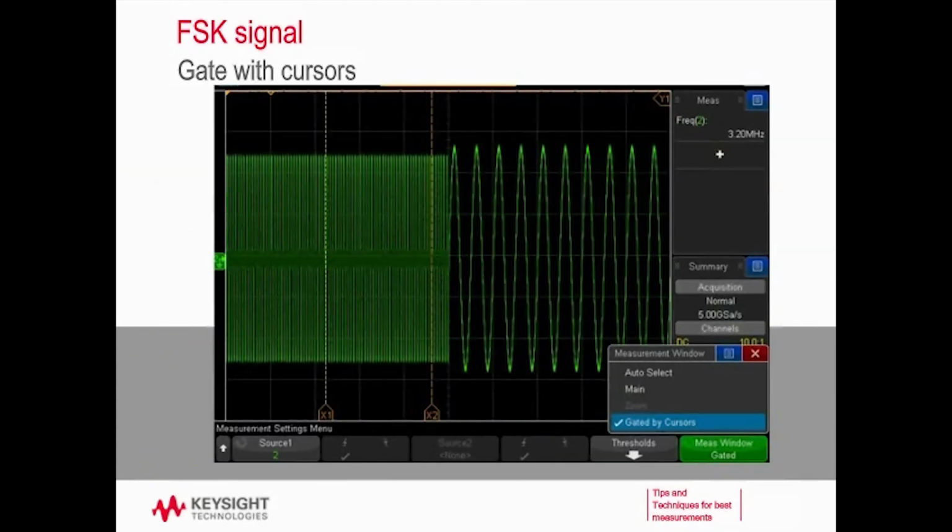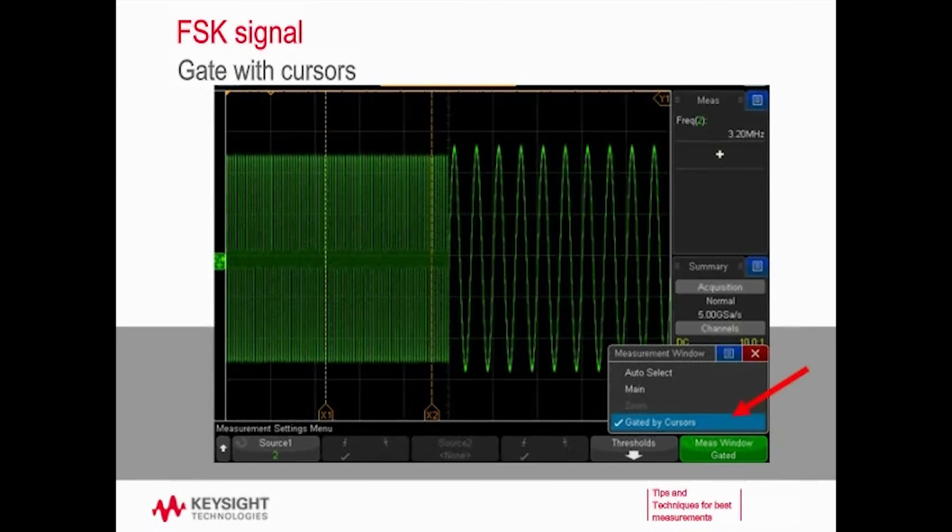We can also gate measurements another way. Some people don't like to use the zoom window. They'd rather have the signal fully on screen. Another thing you can do is you can gate a measurement with cursors. So you can see here I'm in my measurement settings menu. So I've turned on measurements, I've turned on a frequency measurement, and I can massage some settings here to change how I'm making measurements. So instead of gating on the zoom window, I'm now going to go in and gate my measurement just with my cursors.